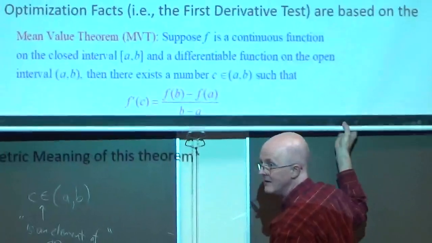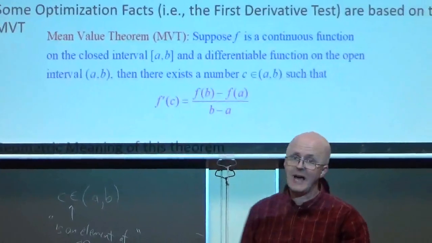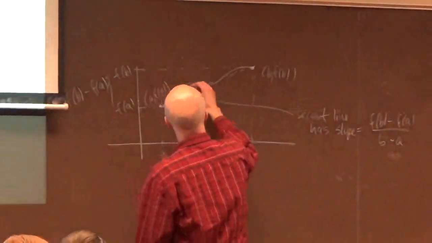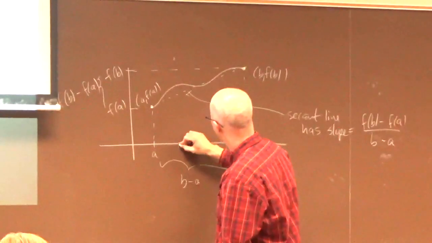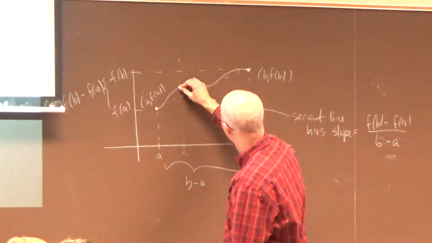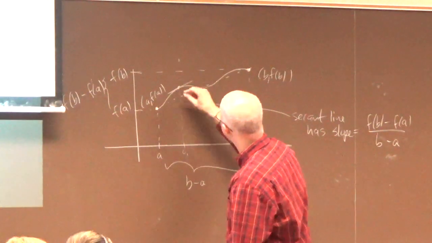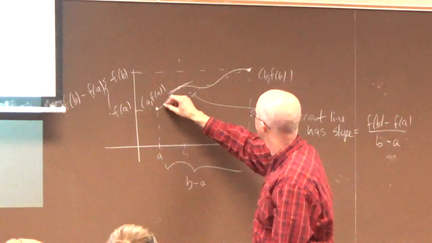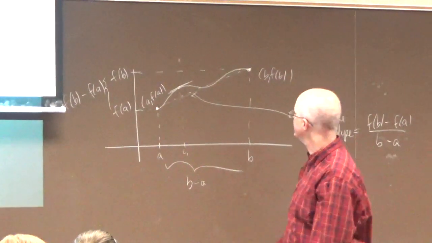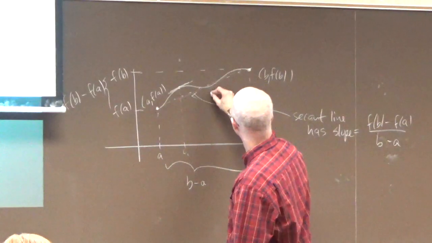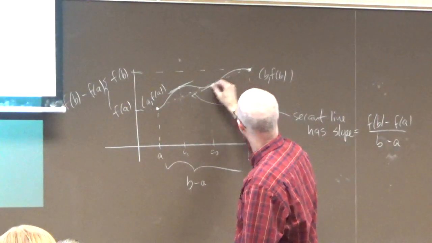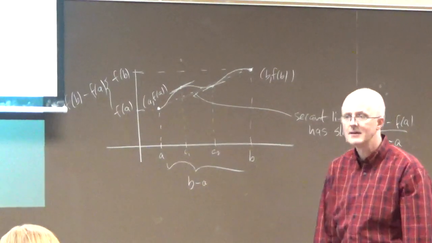slope of the secant. Now if you look at the picture that I drew, there's more than one such point. There's a point, a number c right about here, I'll call it c1, where the slope of the tangent is the same as the slope of the secant line. Those are parallel lines. There's another point, maybe right about here, where the slope of the tangent is the same as the slope of the secant.